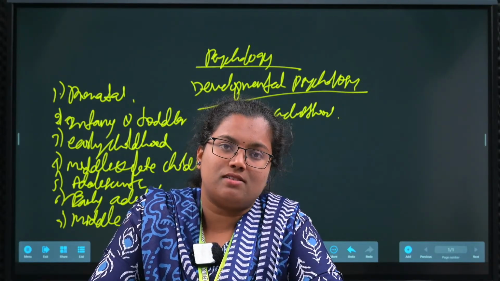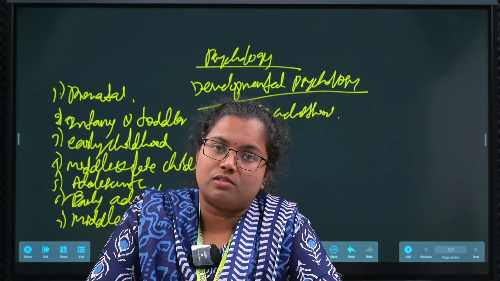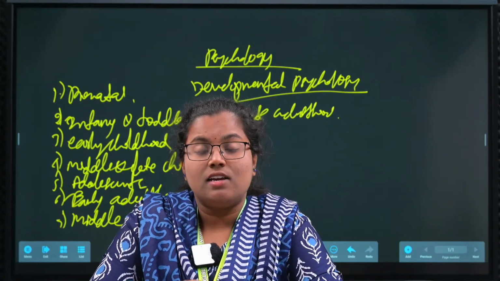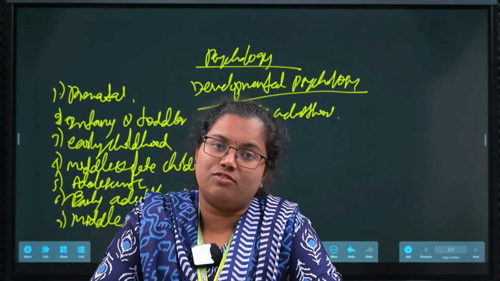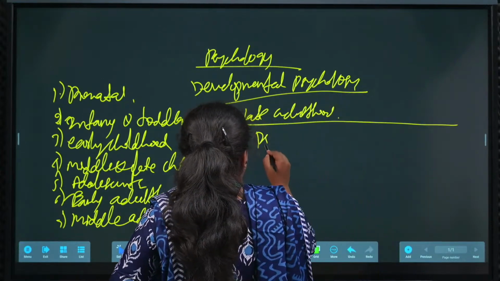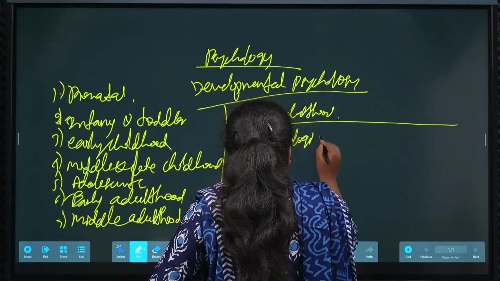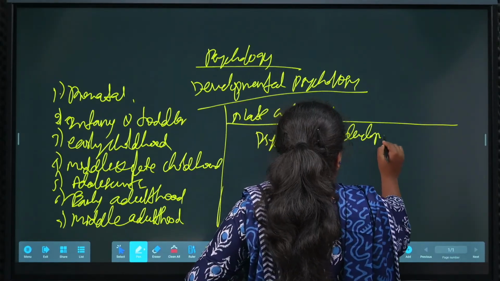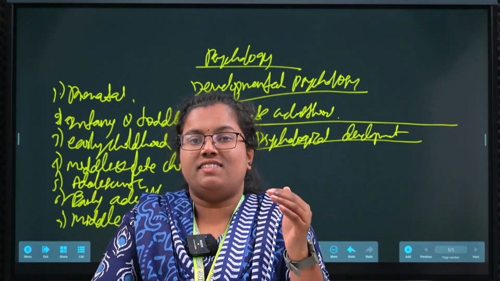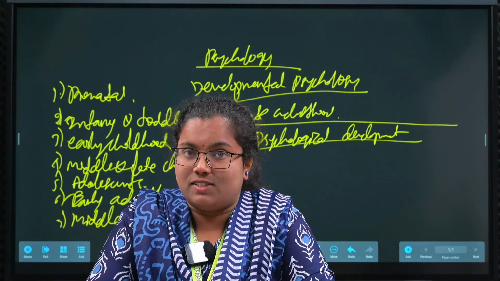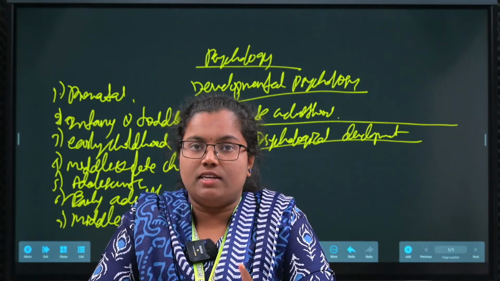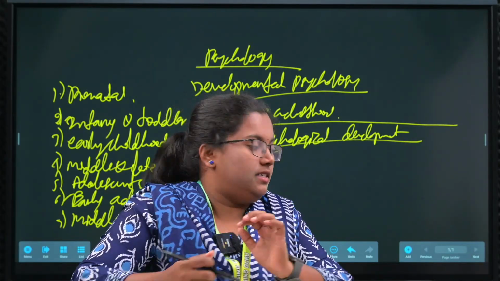So far we have discussed physical development across the lifespan. And our next, second important thing is psychological development across the lifespan. Here we can discuss step by step, level by level. What is the first one? From birth to 1 year: trust versus mistrust.